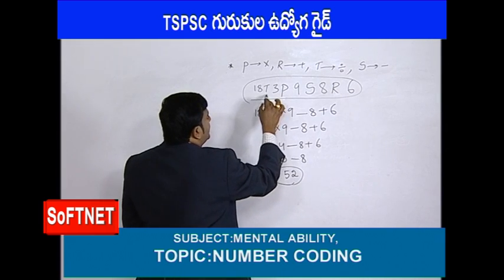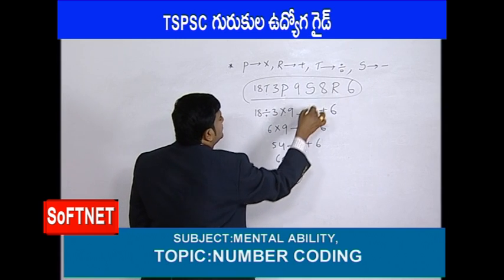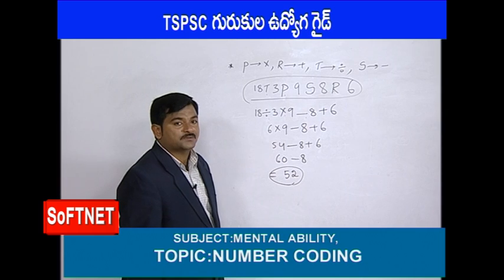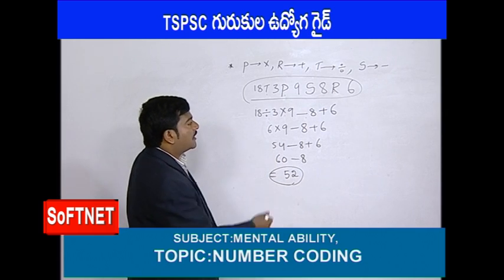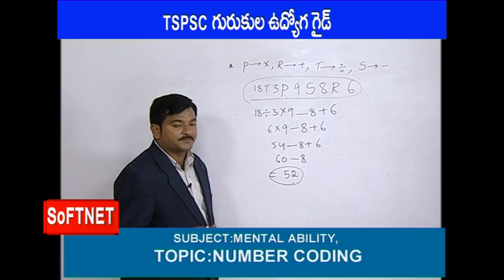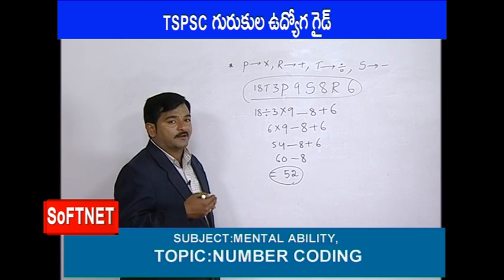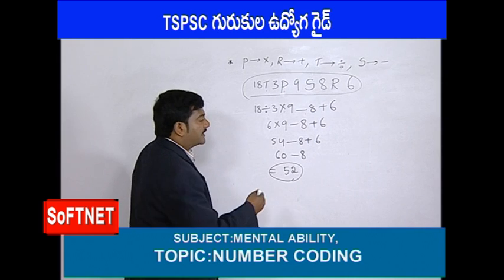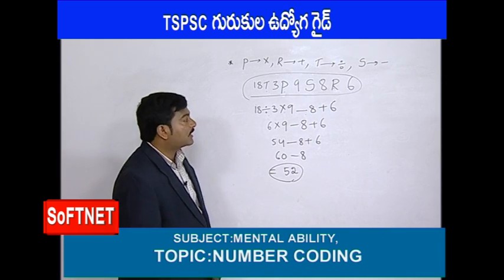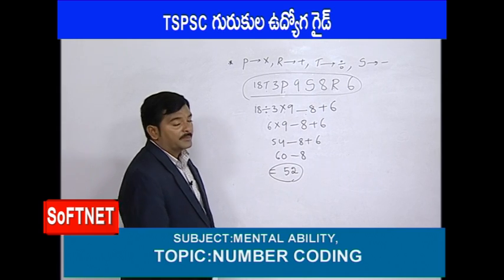So in the place of T, P, S and R, I took the corresponding signs. According to the BODMAS rule, based on that rule, first division, then multiplication, later on addition, and finally subtraction I did, and the final answer is how much here? 52. Okay, this is one model in mathematical coding.